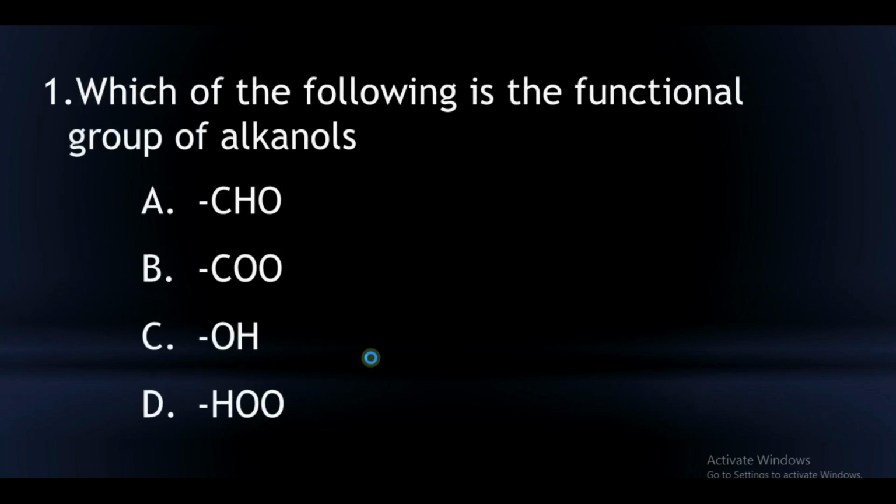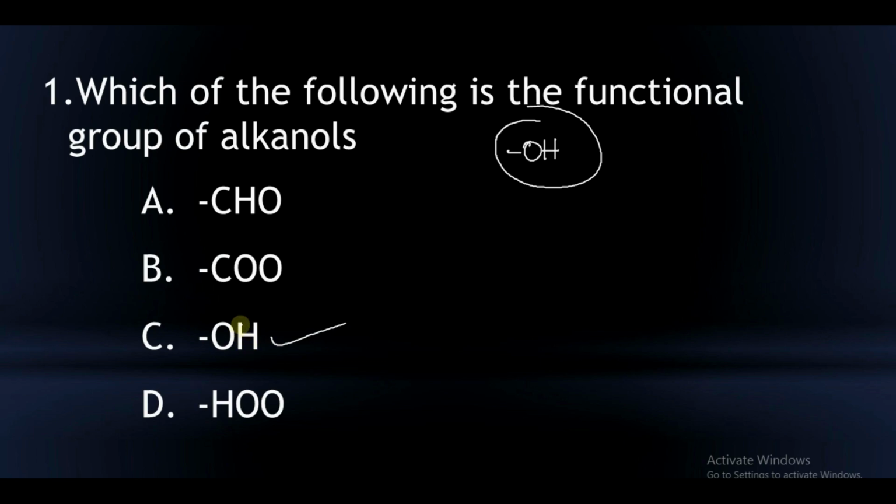Let's look at another question. Which of the following is the functional group of alkanols? What makes a compound an alkanol? Like I've said before, alkanols are a group of organic compounds that contain a hydroxyl functional group, the OH group, attached to a saturated carbon atom. So A, you have CHO, B, you have COO, C, you have OH, then D, you have HOO. So the correct answer to this question is option C, which is OH.